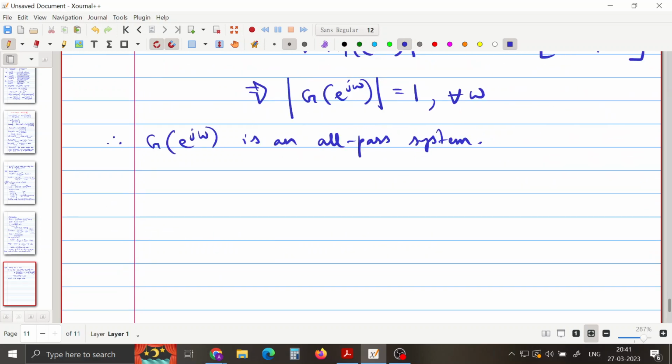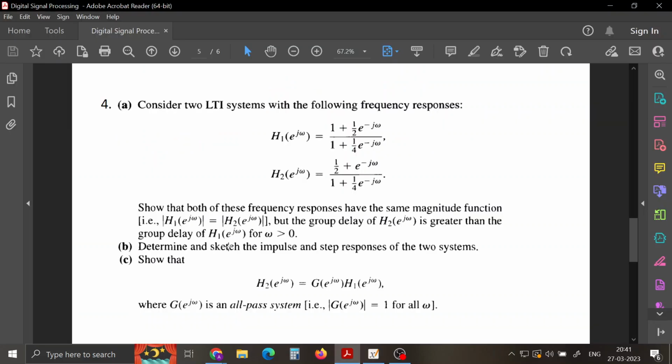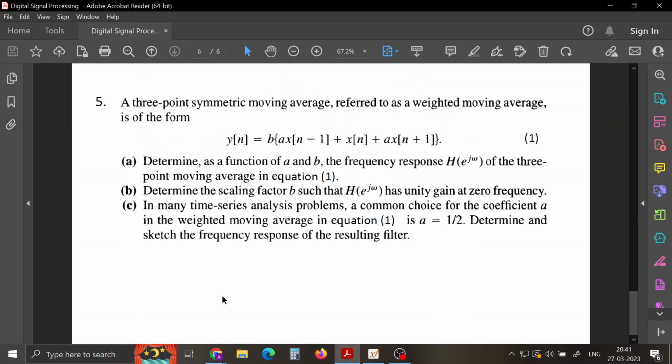Okay, now just quickly look at the last problem. The last problem is a very easy problem. This is the last problem for today. It's a 3-point symmetric moving average filter. So y of n is the output, and we have scaled multiples of the delayed input, the current input, as well as the advanced input, right?